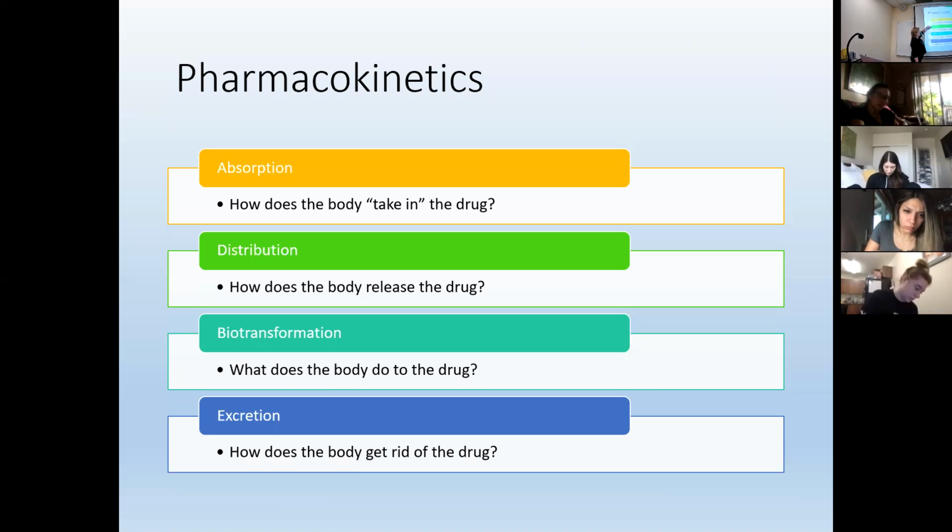Okay, here's the ADBE. Okay, so this is pharmacokinetics. So how is the body going to absorb the drug?